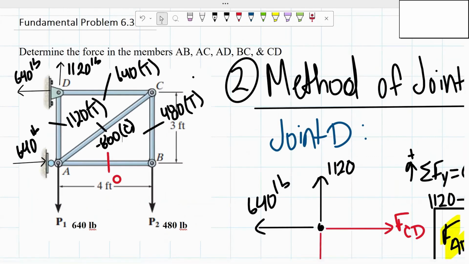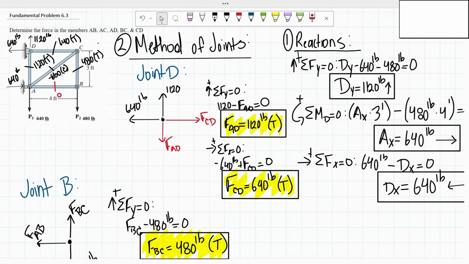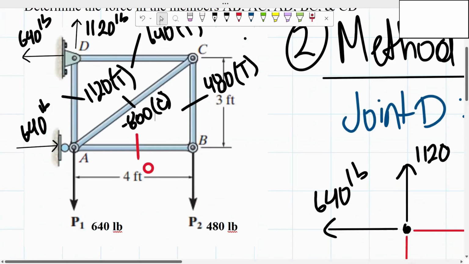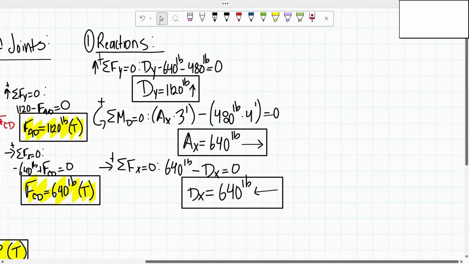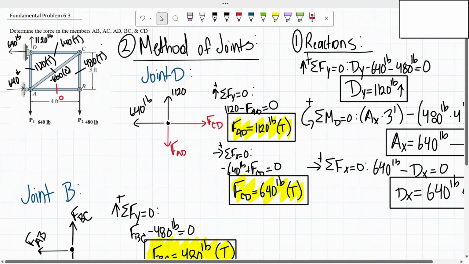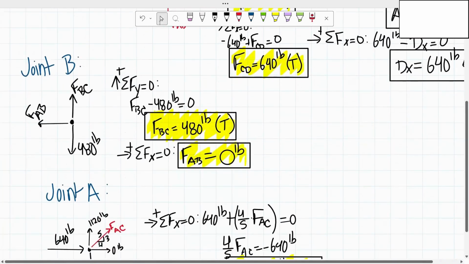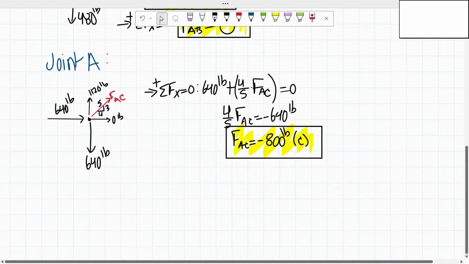So just a quick overview. The first thing that we did to solve this problem is we first took a look at the figure, determined how many reactions there would be based on the supports that we had, a roller and a pin support. From there, we determined the values of each of those reactions. And once we determined the values and the direction of those reactions, then we determined the forces of the members, and we did that by using the method of joints. I started off with joint D, solving for 2 members. Then I proceeded to do joint B, solving for the other 2 members. And then lastly, I did joint A, solving for the last member.